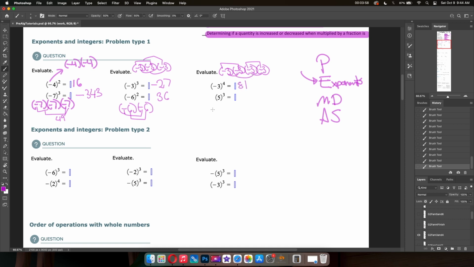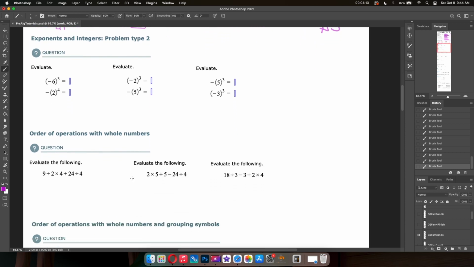This one, for once they didn't throw a sign at us. Good job. So it's 5 times 5 times 5. 5 times 5 is 25. 25 times 5, aka, what's the value of 5 quarters? 125. Now, again, because we're getting you used to all of the exponents before we start throwing the PEMDAS at you. So that's negative 6 cubed.